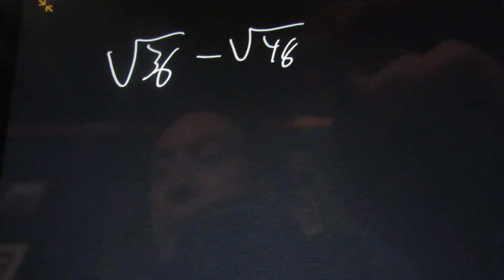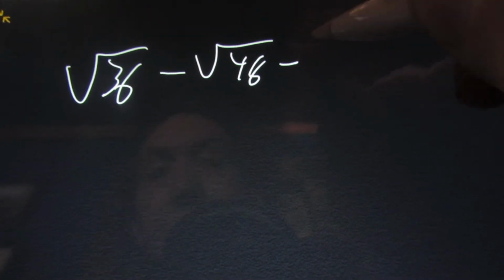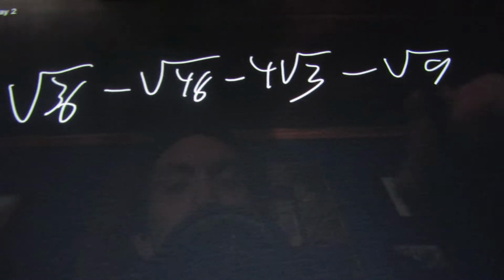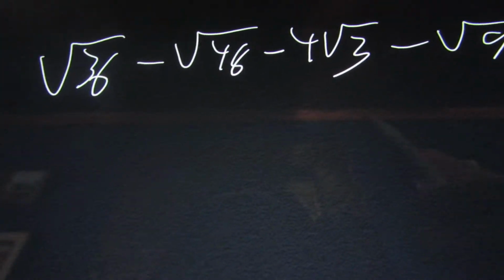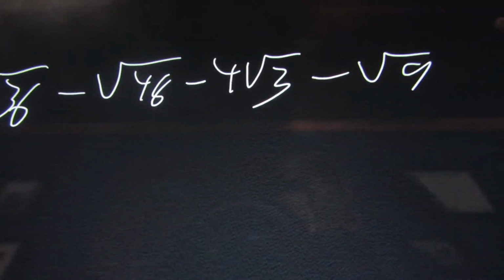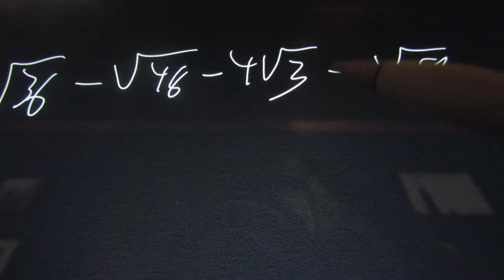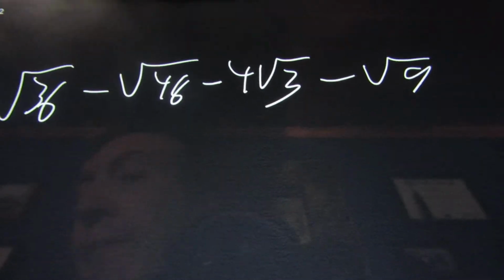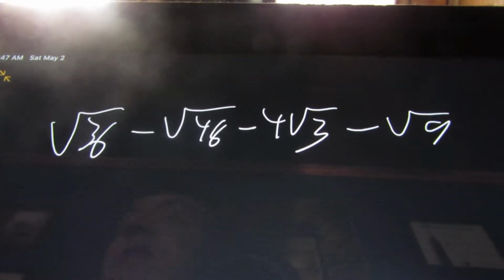All right, so next, let's say that we have something bigger or with more terms. Say we have square root of 36 minus square root of 48 minus 4 square root of 3 minus square root of 9. Okay, so let's look at this. The square root of 36 we can do. Square root of 9 we can do. 3, that's a small number, so we can't do anything with that. And 48 also isn't a perfect square.